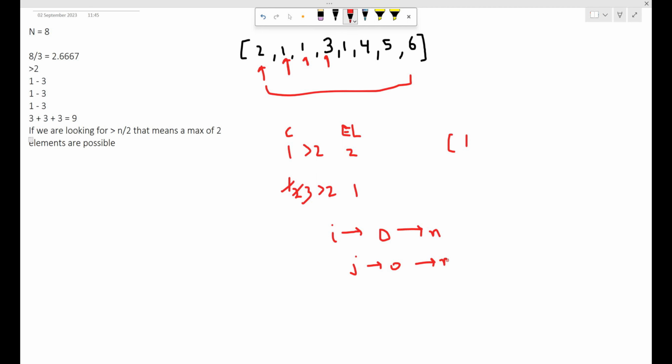So basically we are running two nested loops of length n, which means my time complexity will become O(n squared). This is a very basic approach and the most brute force one, and I think you will be able to understand this. We are just iterating the array, and for each element we are again iterating the array and calculating its count. We are not using any extra space, so the space complexity will be O(1).